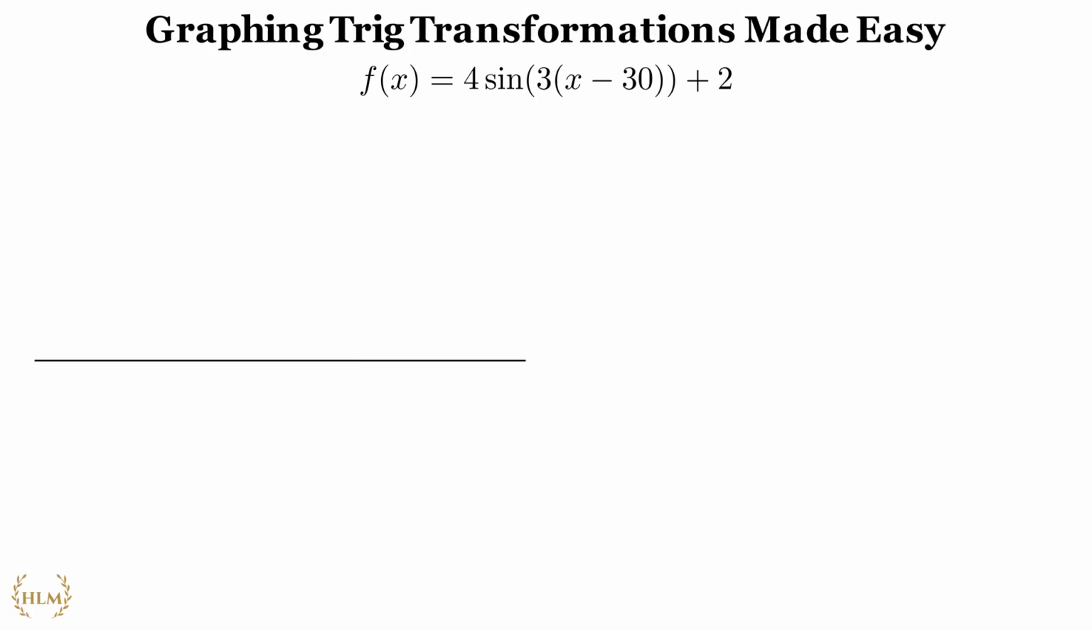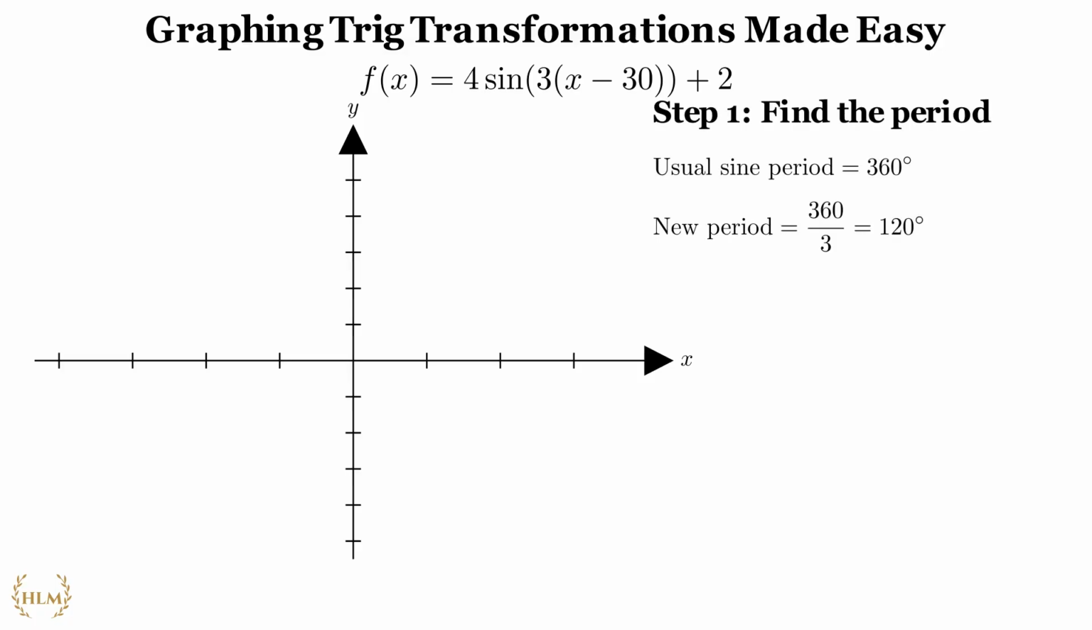What if I told you it doesn't have to be hard to graph trig transformations? Let's start with an example. f(x) = 4 sin(3(x - 30)) + 2. What I like to start with is the period. Figuring out the period is half the job.